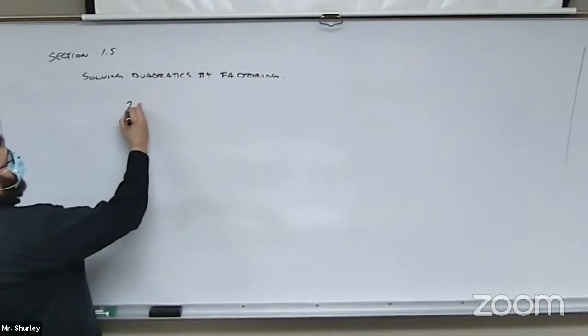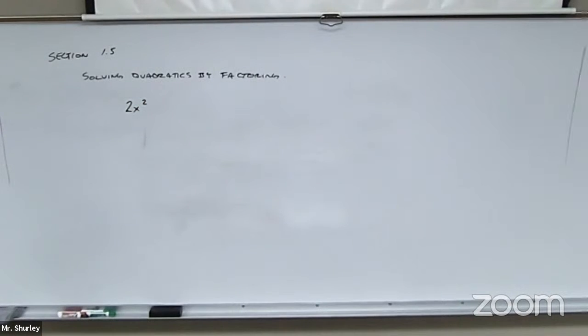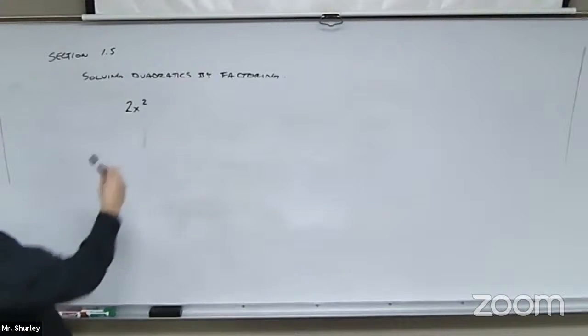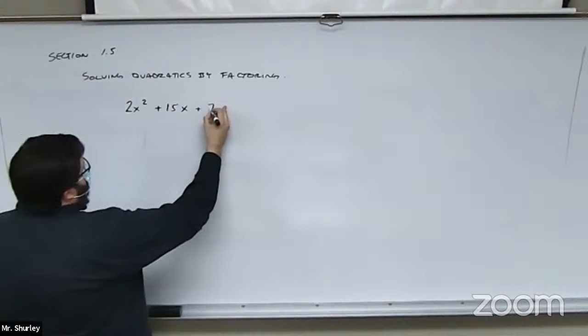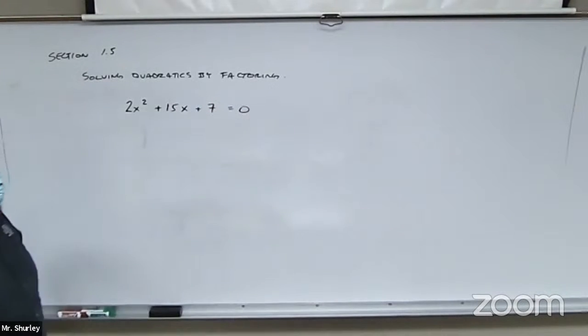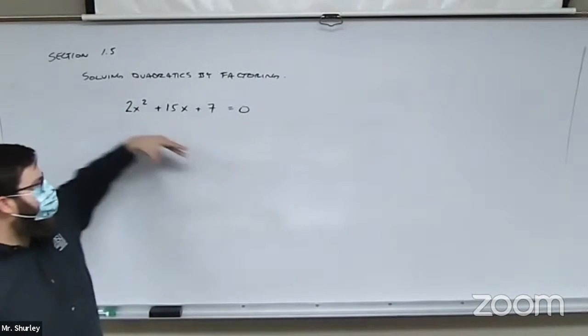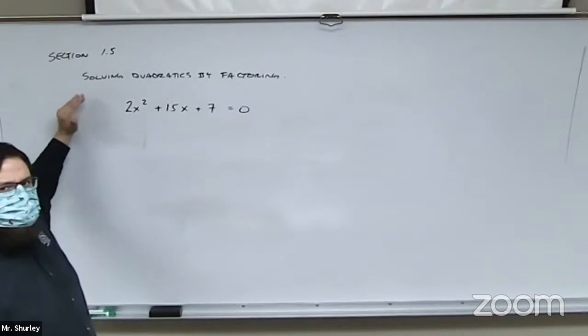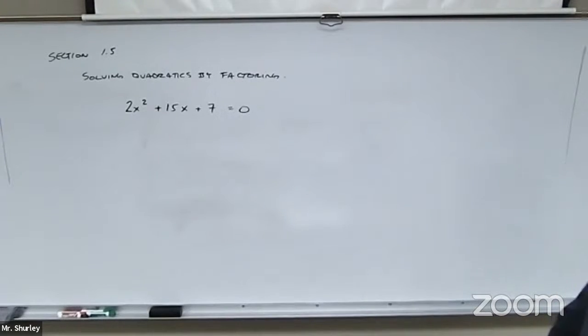Let's say we've got 2x squared, these are kind of harder to make up sometimes, 2x squared plus 15x plus 7 equals 0. So hey, I'm going to pause here real fast. You guys on Zoom, you can clearly see this? Okay, good. If you can't see something, let me know. You're not going to hurt my feelings. Okay, so 2x squared plus 15x plus 7.